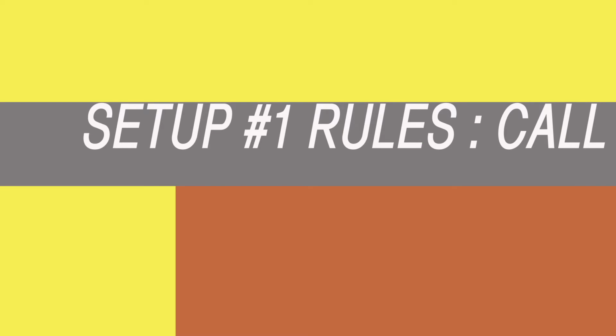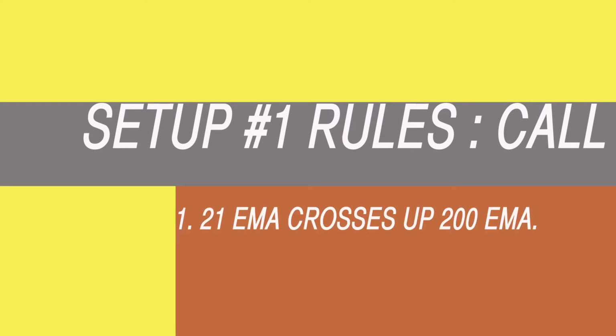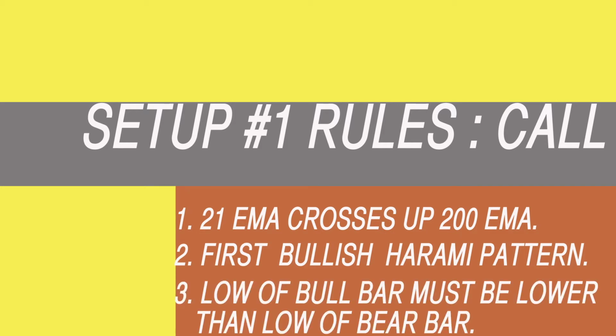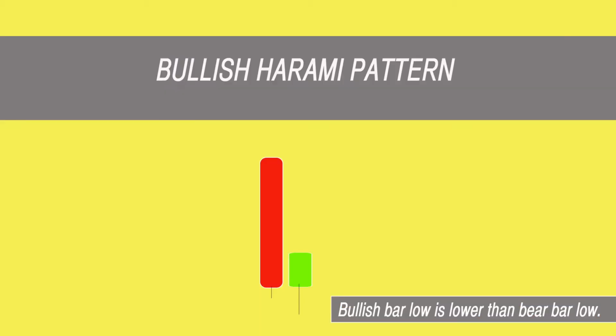The rules for a call trade would be just the opposite. The 21 EMA for rule number 1 needs to cross upwards over the 200 EMA. And rule number 2 needs to be a bullish Harami pattern. Rule number 3, the low of the bullish bull bar needs to be lower than the low of the bearish red bar.